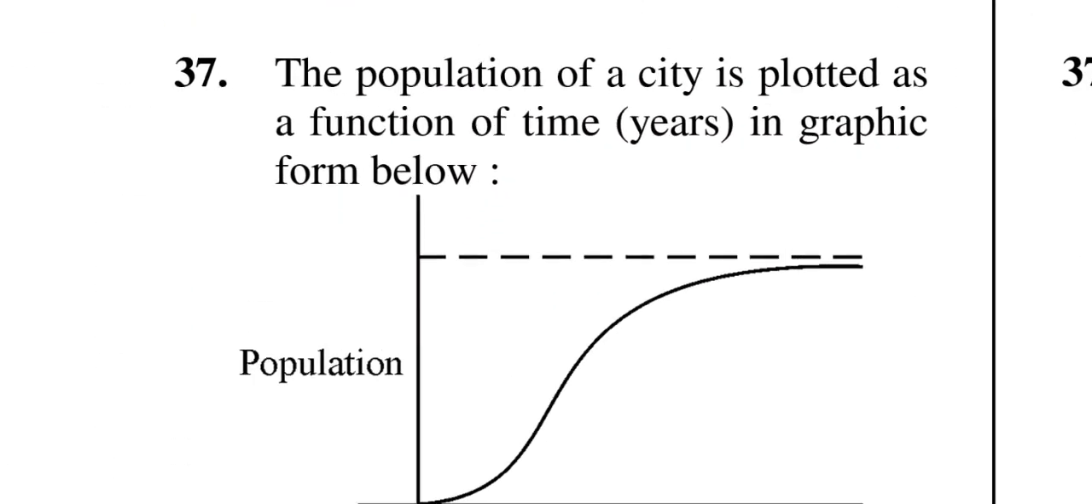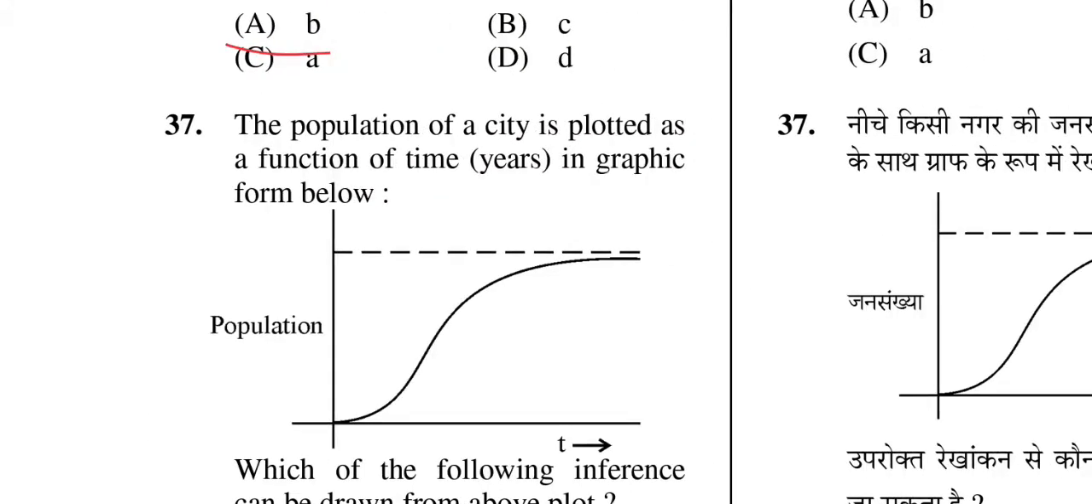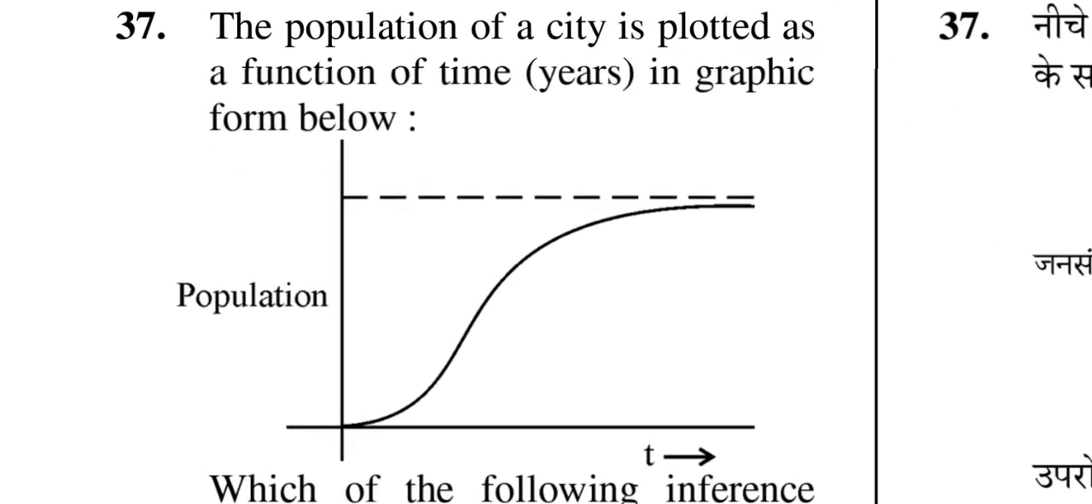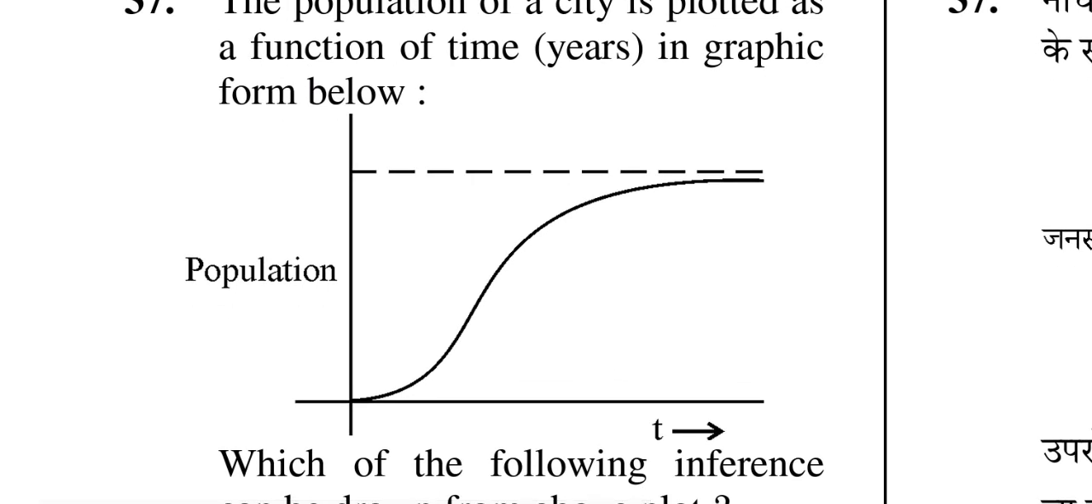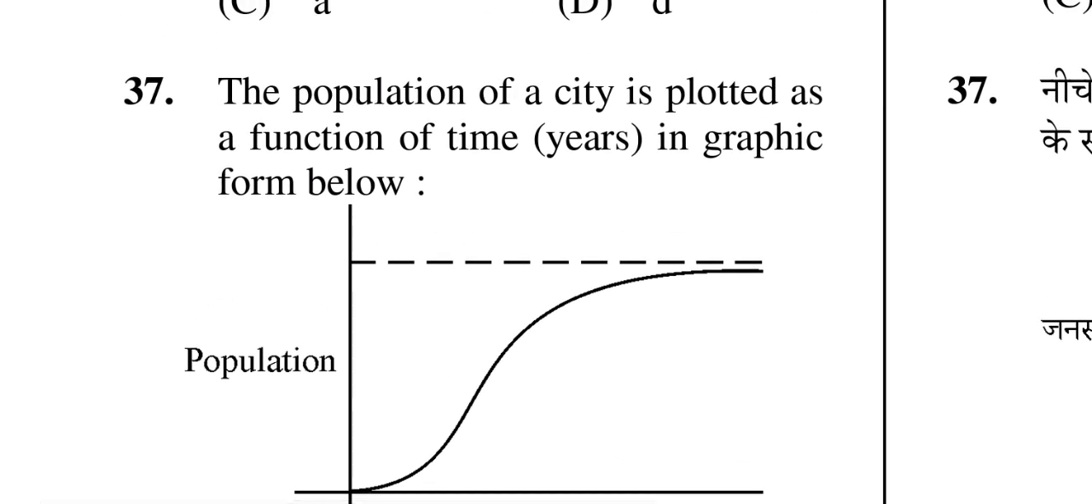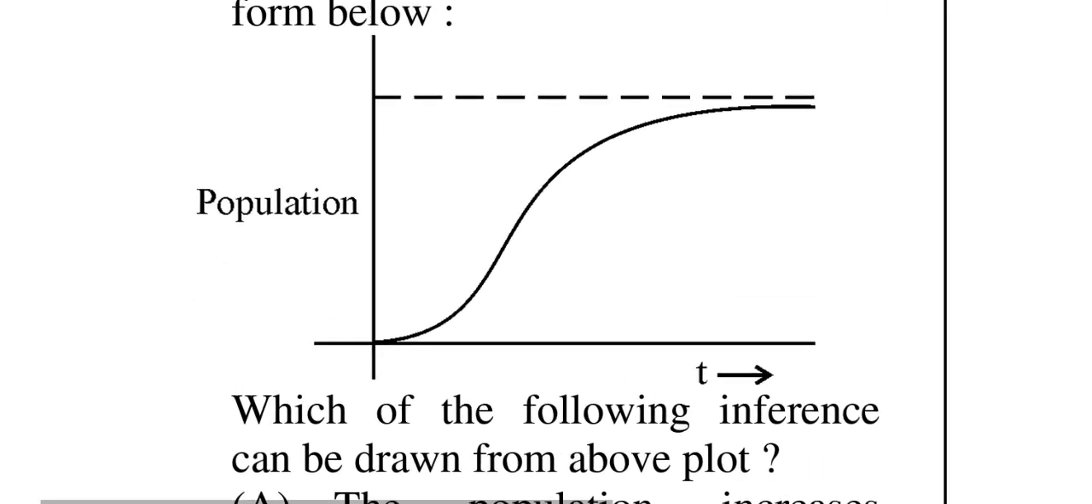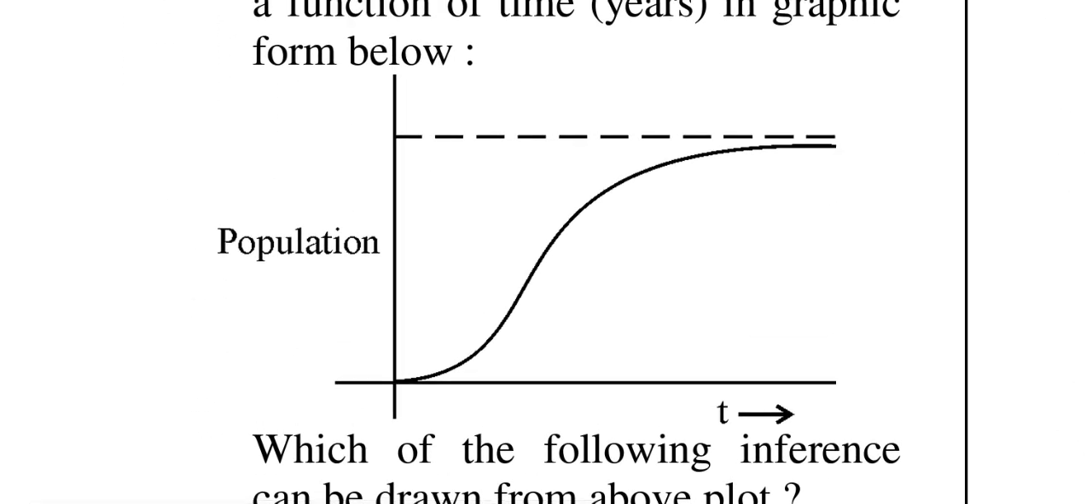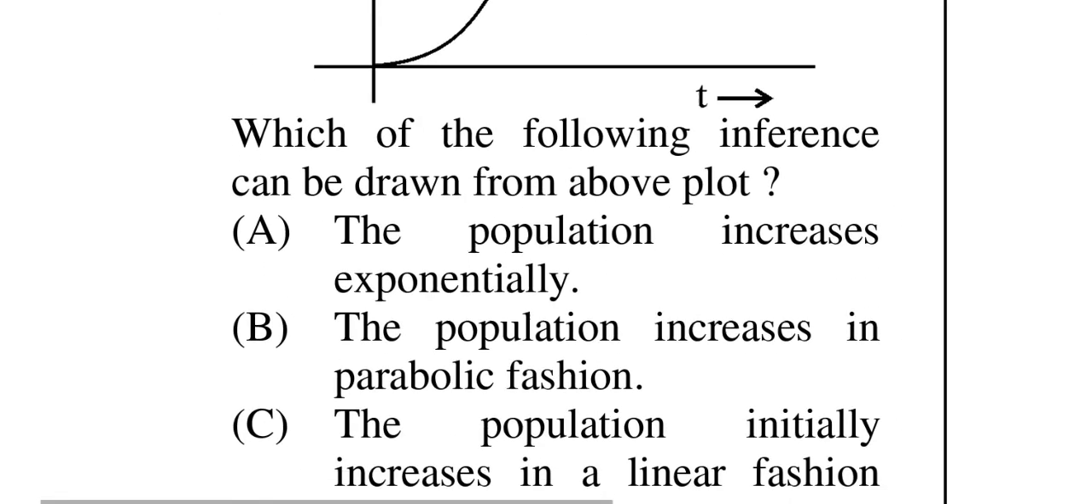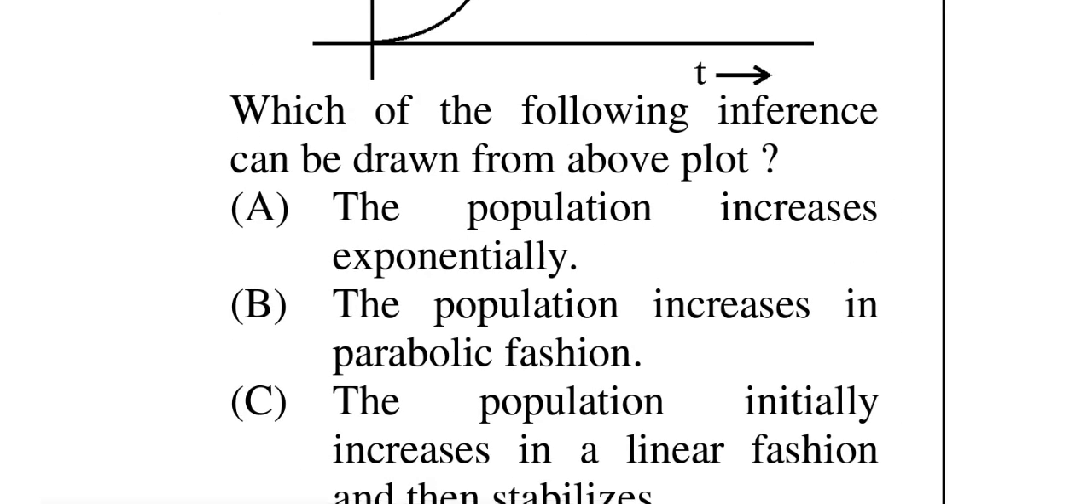37. The population of a city is plotted as a function of time in years in graphic form below. We have population and then we have the graphic form like this. Okay, study the diagram. Now, which of the following inferences can be drawn from the above plot?